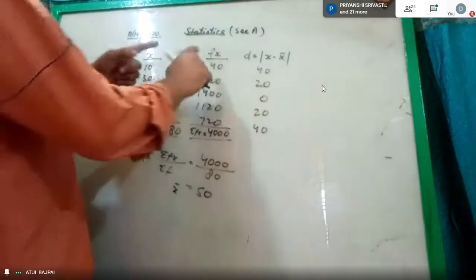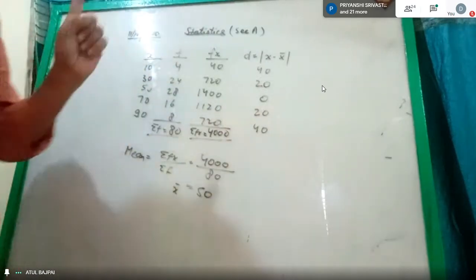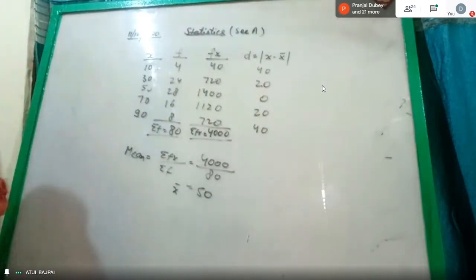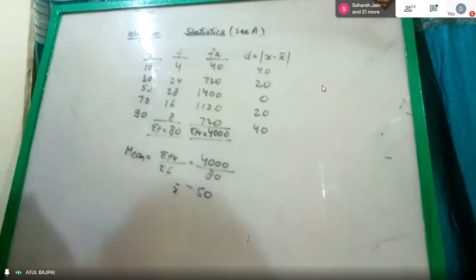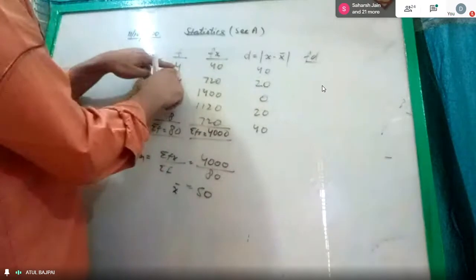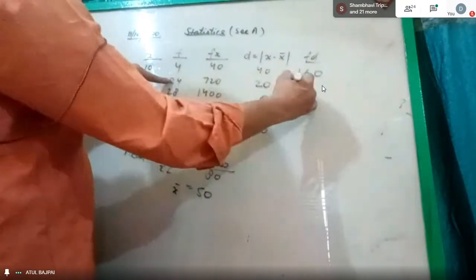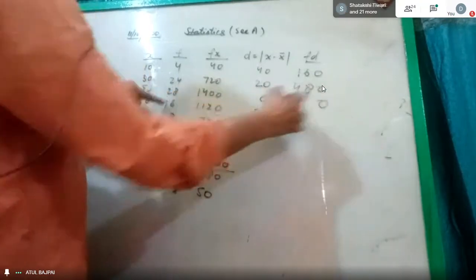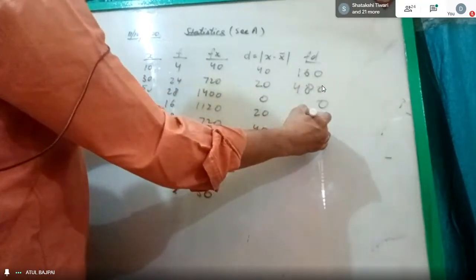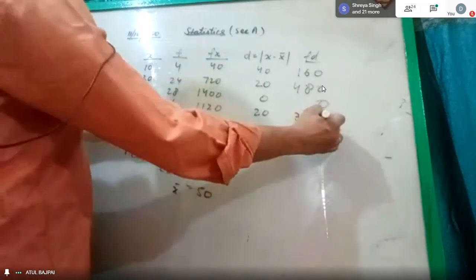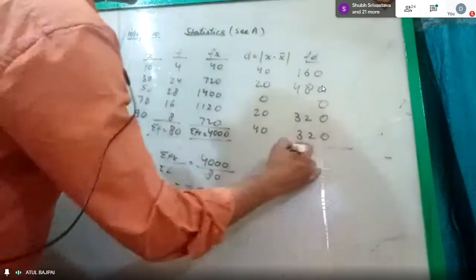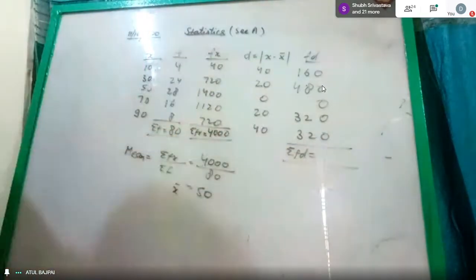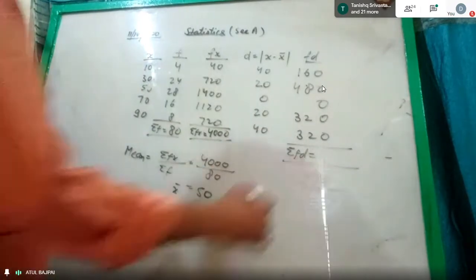Now we will find f into d, where this deviation is from the mean. So what is fd? f into d: 160, very good. Then 480, 0, then 560, 320. What is sigma fd? So 1280.